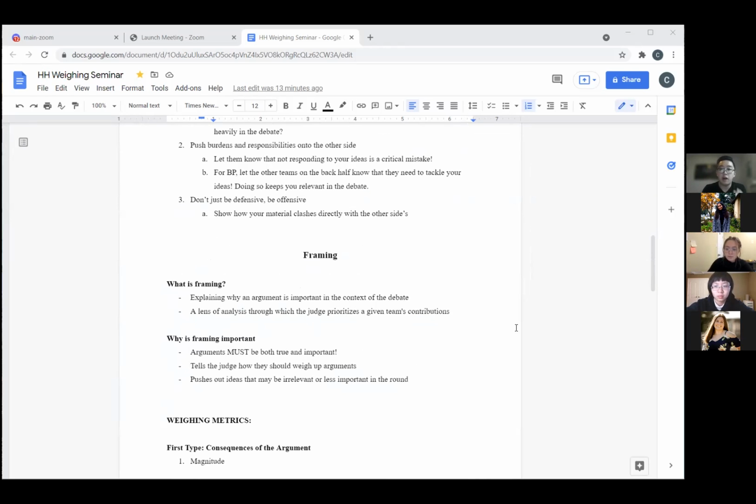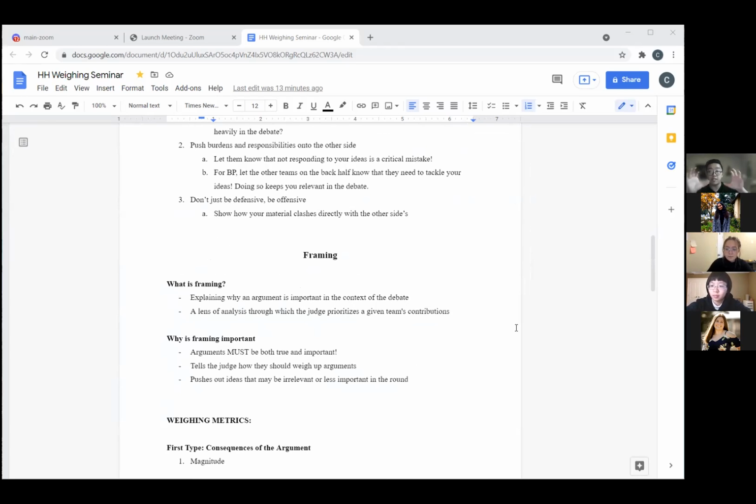So starting off then, talking about framing. What framing essentially is, is explaining why an argument is important in the context of the debate. It's a lens of analysis through which judges prioritize a given team's contributions as well. Why is framing important? Arguments in a debate must be both true and important.